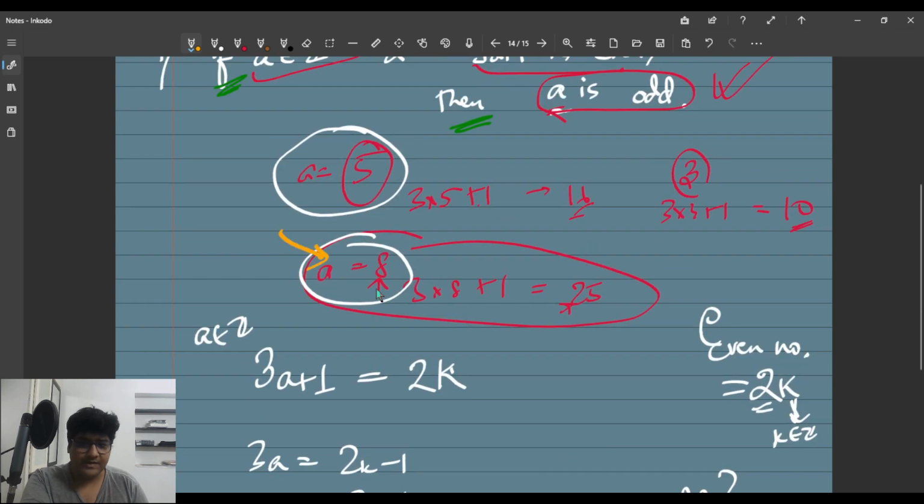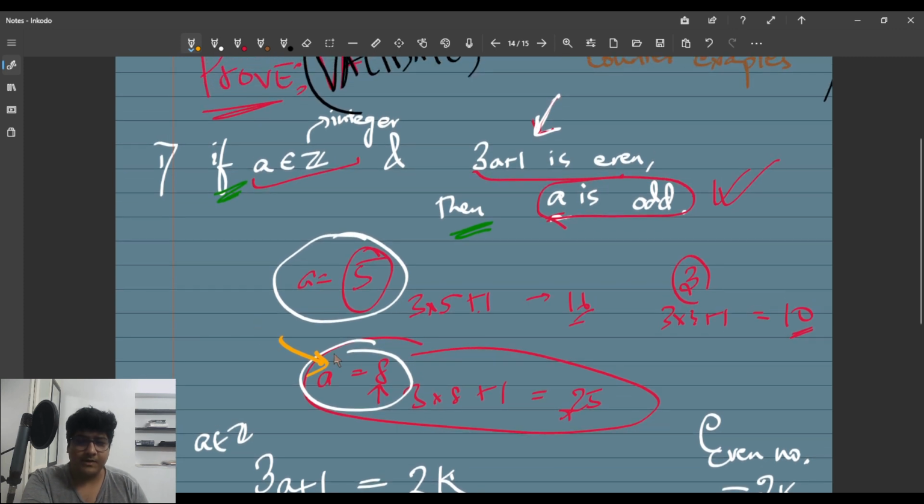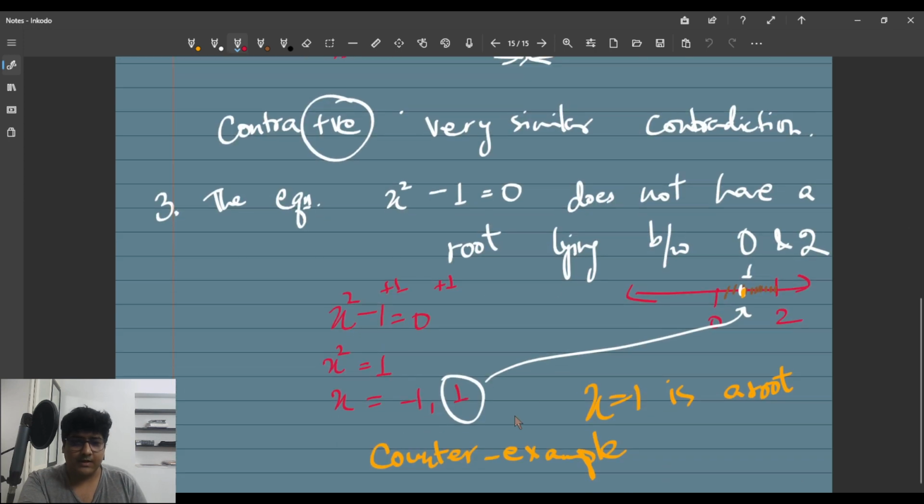This is just an example, a is equal to 8 was just an example where the statement failed. a is equal to 5 would be an example where the statement held true. We couldn't have stopped with this because it is just an example. It just shows that for a equal to 5 the statement is true. But what does this counterexample do? I am suggesting that the statement is true, but I have shown an example at a place where the statement is false, and hence I have disproved the statement.